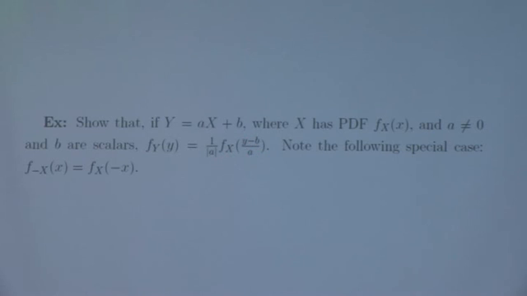fY of y is 1 over the absolute value of a times fX evaluated at (y minus b) over a. Okay? So there's a special case: whenever a is -1 and b is 0, the density function of negative X is the density function of X flipped around the origin, fX of negative x, which sort of makes sense.